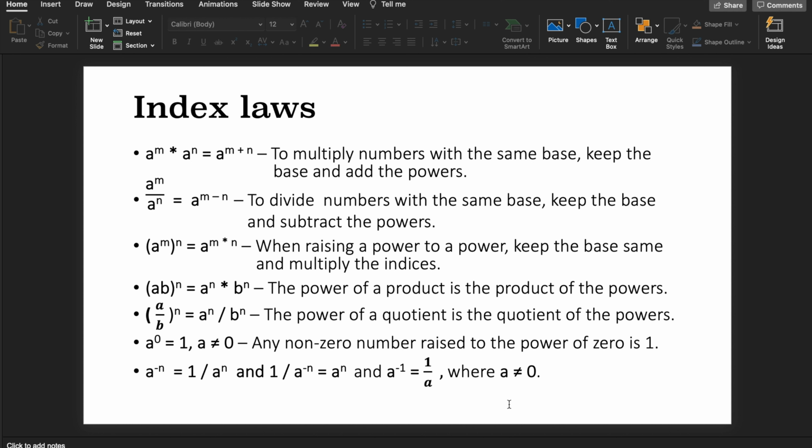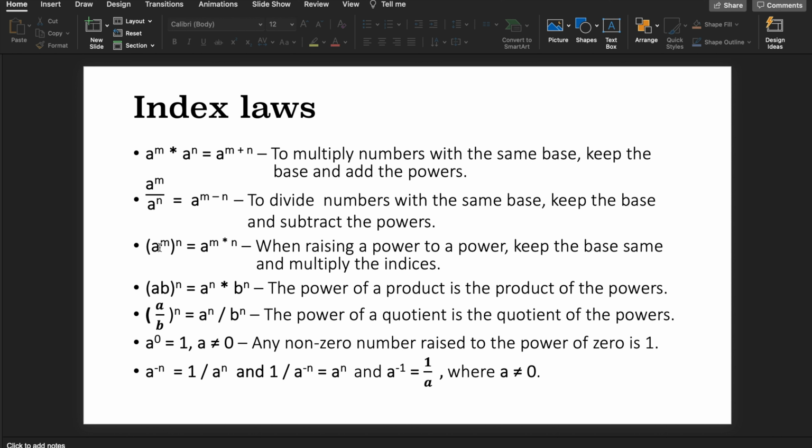So the next part states that a to the power of m divided by a to the power of n equals a to the power of m minus n. So to divide numbers with the same base, you'll have to keep the base and subtract the powers. It's very similar to the previous one.